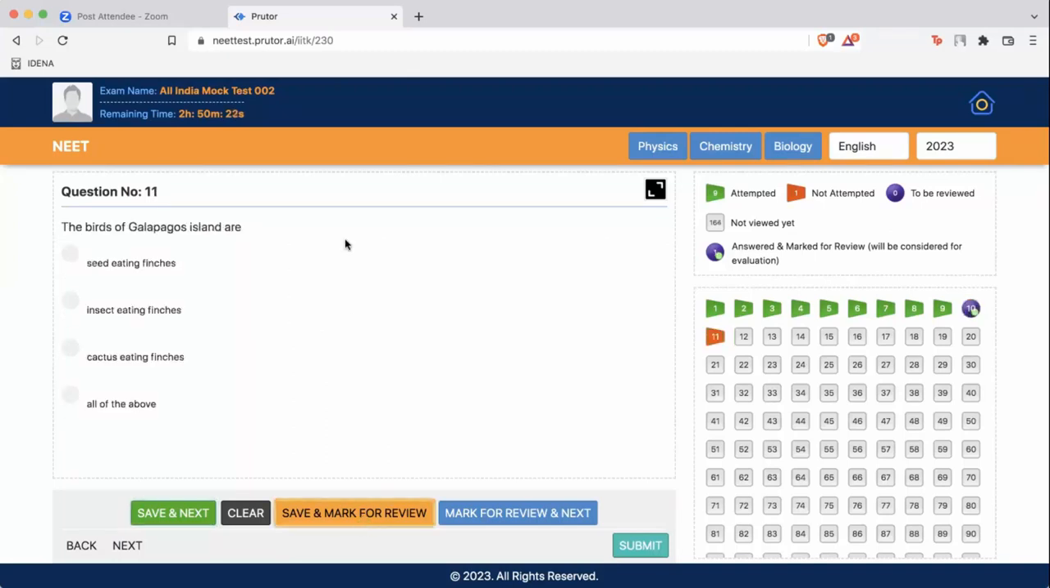The birds of Galapagos Islands, yes, this is an example of Darwin's speciation. They can be anything: cactus eating, insect eating, seed eating.